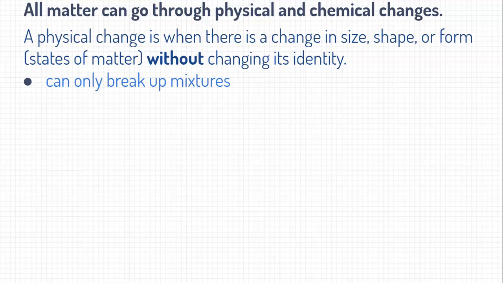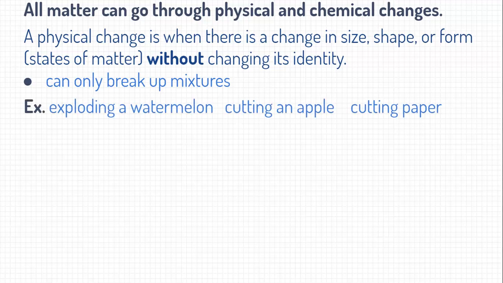Now, physical change can break up mixtures. And examples of physical change is like exploding a watermelon, right? You start from a big watermelon to smaller pieces of watermelon, but they're still watermelon. Cutting an apple, you have one whole apple, you cut it, it's still an apple, but you're changing its size and shape. Cutting paper, still paper, so the same exact paper, it's just smaller in different shapes. Chopping wood, still wood, just smaller pieces. Breaking glass, it's still the glass, it's just in smaller pieces.